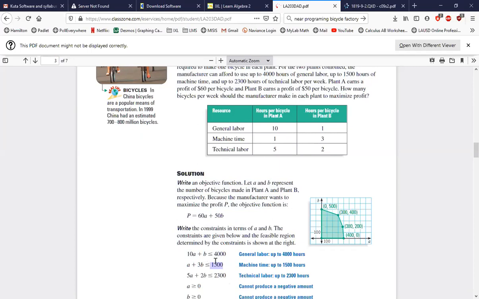And then the last one, technical labor. To make a bike in plant A, that's 5 hours. To make a bike in plant B, that's 2 hours. But remember, you can only have 2,300 hours total. So if I make one bike in plant A, I've already used 5 hours. If I make two, I've used 10 hours. If I make three, I've used 15 hours. So we have 5 times A plus 2B. These technical hours have to be less than 2,300.